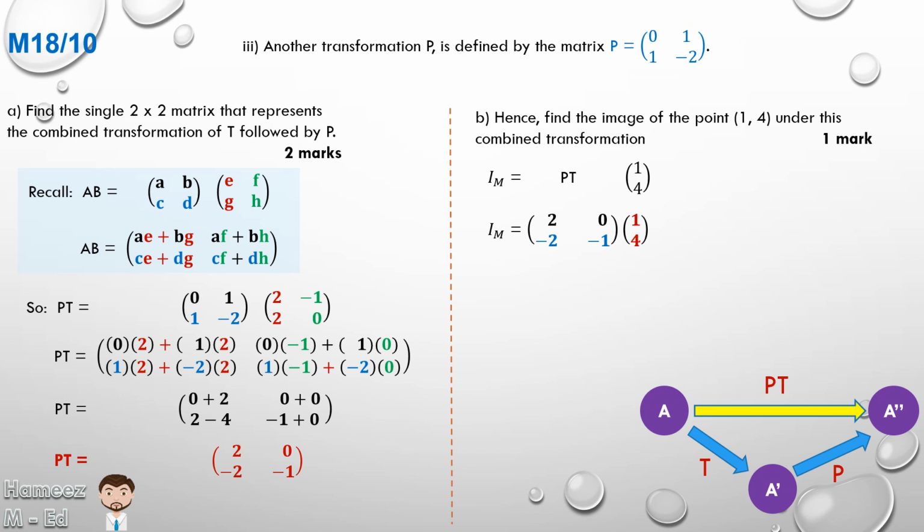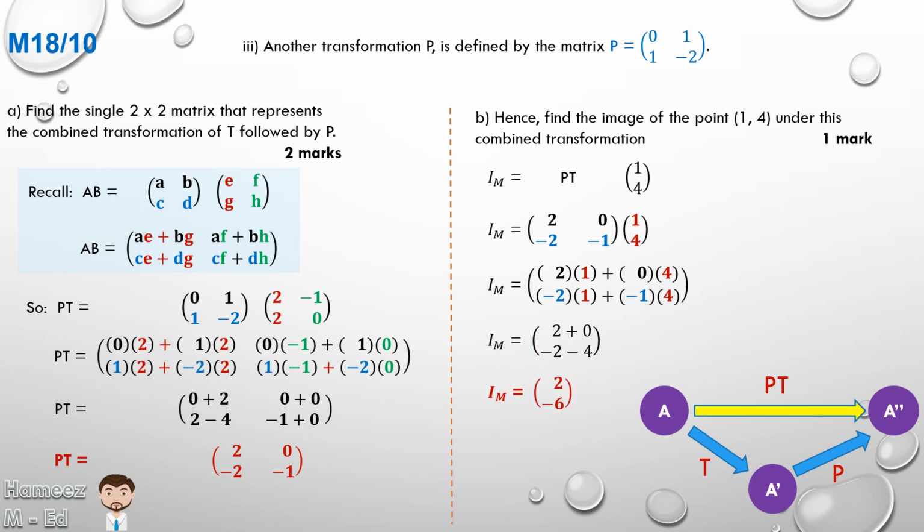Now, how do we multiply these? Take your time and think about it. When we're multiplying two matrices, we multiply the rows of the first matrix by the columns of the second matrix. So we have a black row by a red column, and then a blue row by a red column. So 2 by 1 plus 0 by 4, and then minus 2 by 1 plus minus 1 by 4. That gives us 2 ones are 2, plus 0 by 4 is 0. And then minus 2 by 1 is minus 2, plus minus 1 by 4 is minus 4. So finally, we can solve for the image, which is where this new point is going to end up. It will end up at 2, minus 6.